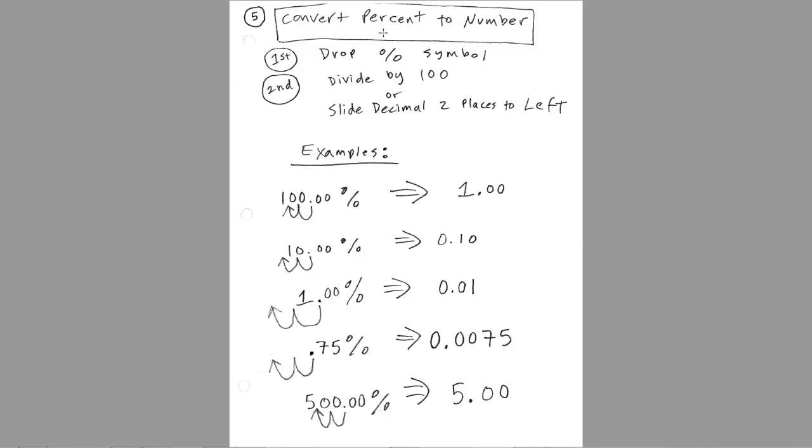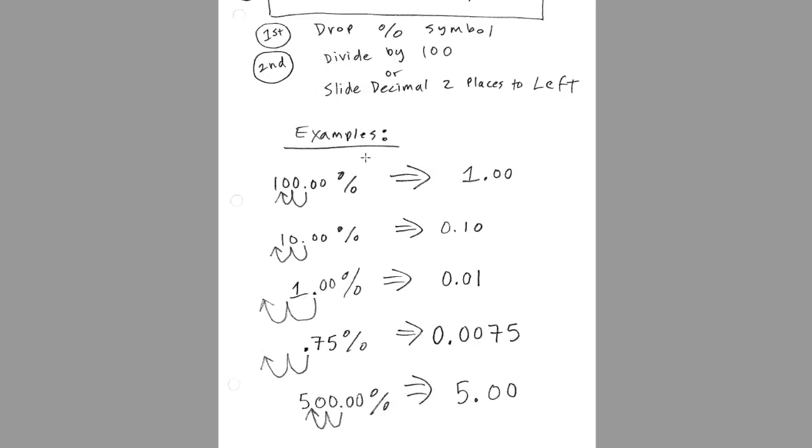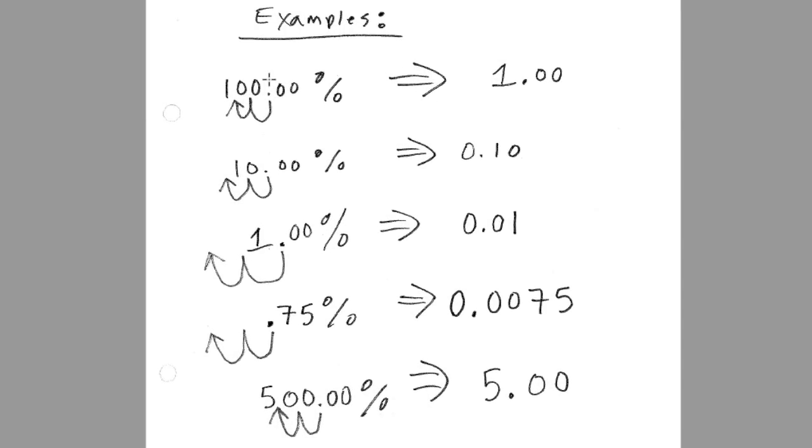Next page. Now, we already talked about going from a number to a percent, but we have to know how to convert a percent to a number. Step 1, drop percentage symbol. Step 2, divide by 100 or slide the decimal 2 places to the left. Here's some examples. 100%, notice right there, that would mean the decimal is right there. That's 1. 10%, that means the decimal is going to be right before the 1, so it would look like that. Decimal 0.10, or just 0.1.